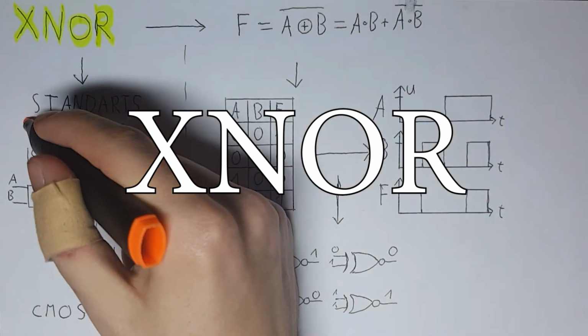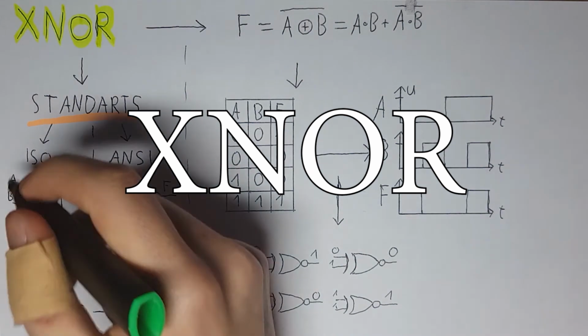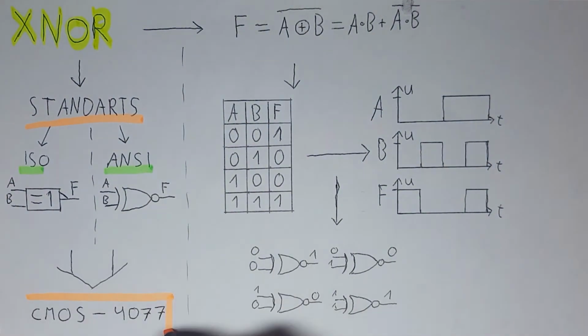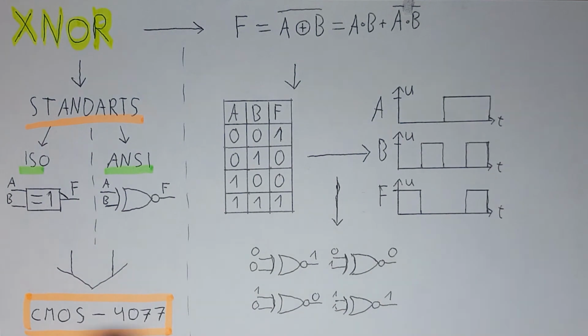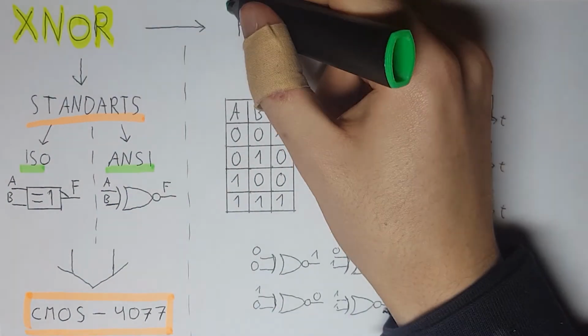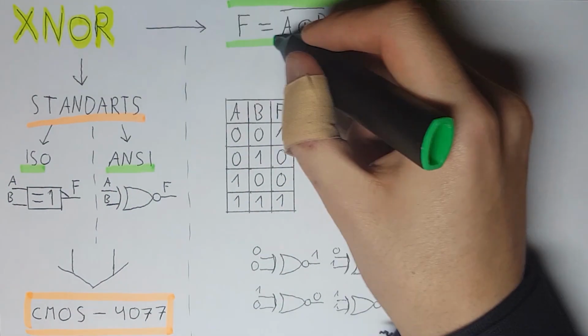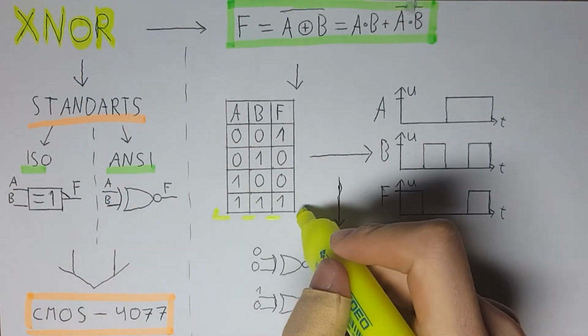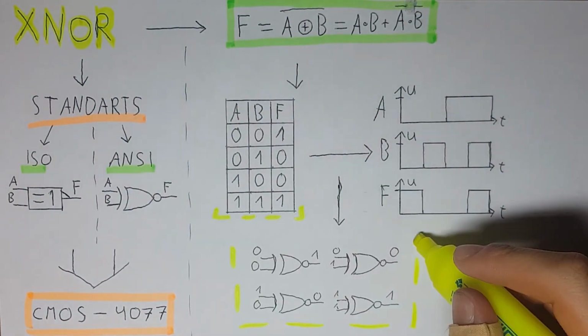XNOR logic gate. This is an inverted XOR gate. If searched, you can find it by 4077 as CMOS. This logic gate uses a similar formula, however, the output is the inverted output of an XOR gate, as we can see in the truth table. Only when both inputs are equal, the output is 1.